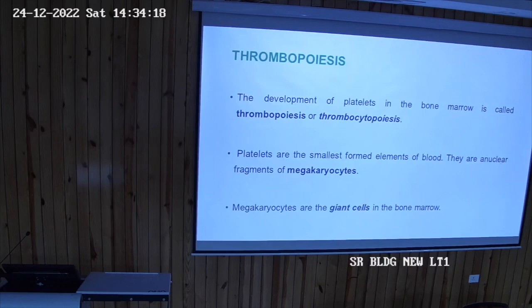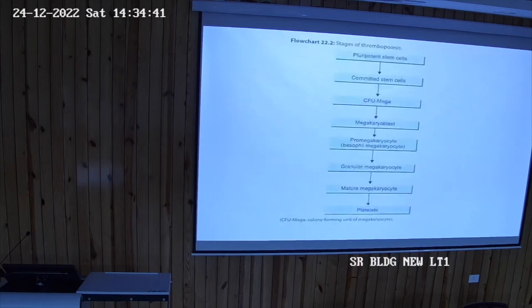The size of platelets is 2 to 4 microns. How much is the size? 2 to 4 microns. When you see a blood film under the microscope, how will platelets look? They will appear in groups. Okay, dark blue in color and they will appear in groups, the platelets. Okay, they are the giant cells in the bone marrow. Pluripotent stem cells, committed stem cells, colony forming unit, megakaryoblast. Okay, promegakaryocyte, then granular megakaryocyte, mature and platelets.